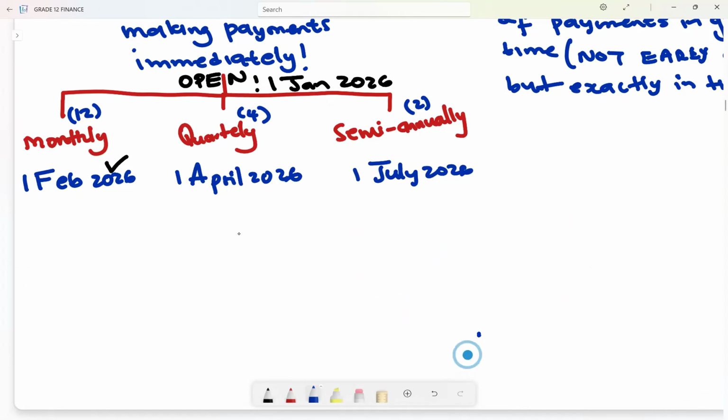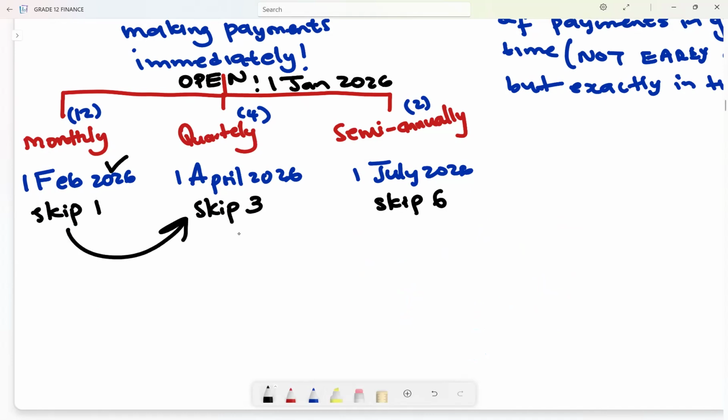Very important. I'll write it here. For this one, monthly, skip 1. Here you skip 3. Here you skip 6. Okay? The common ones you will see are these 2. I hope that's clear. But now the question arises: this will also apply in loans. I will not repeat this. This also applies when we're going to talk about present value, the loan and all of that. It's the same in terms of payments.